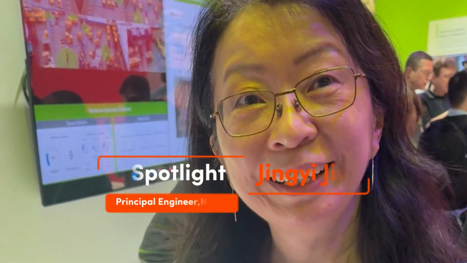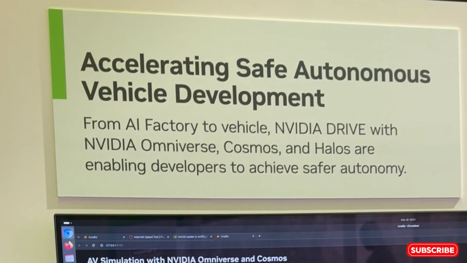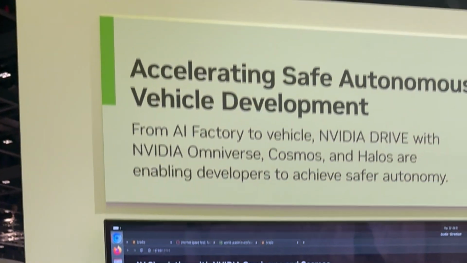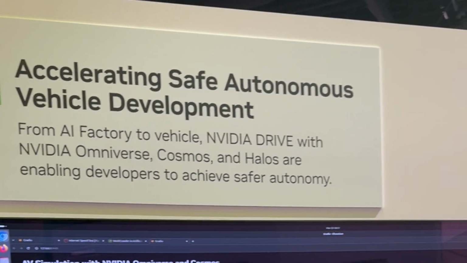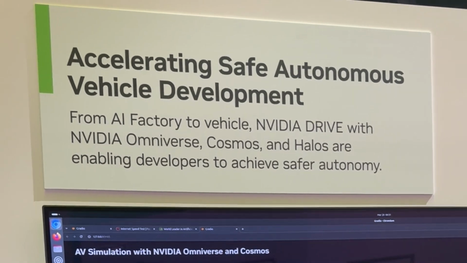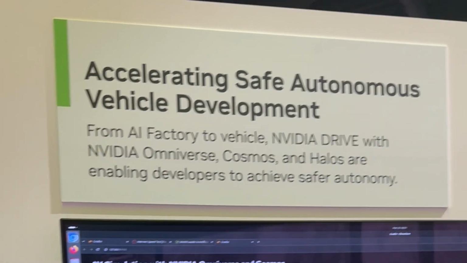Hi, Jingyi. Thanks for joining our AI Spotlight show. I'm here with Jingyi. She's an employee of NVIDIA. She'll be walking us through how to accelerate safe autonomous vehicle development from AI factory to vehicle, NVIDIA Drive with NVIDIA Omniverse, Cosmos, and Halos are enabling developers to achieve safer autonomy. Jingyi, can you tell us about how this works, maybe from an architectural perspective and also from a usability perspective?